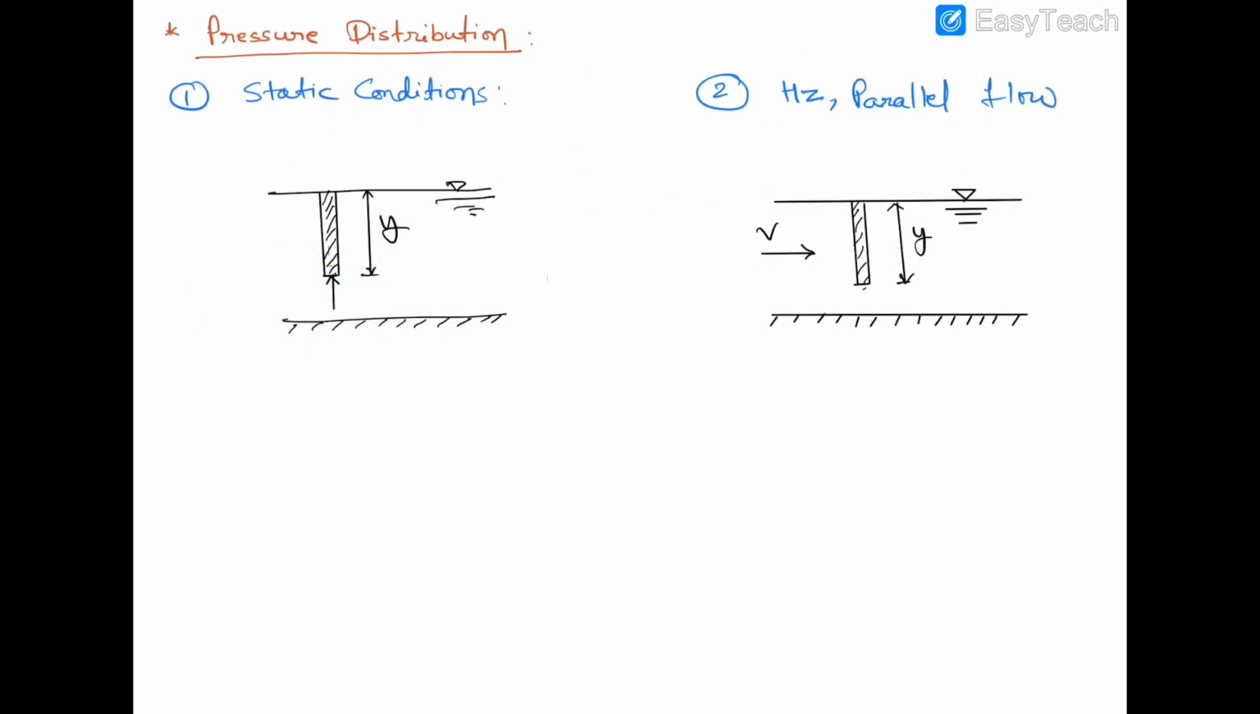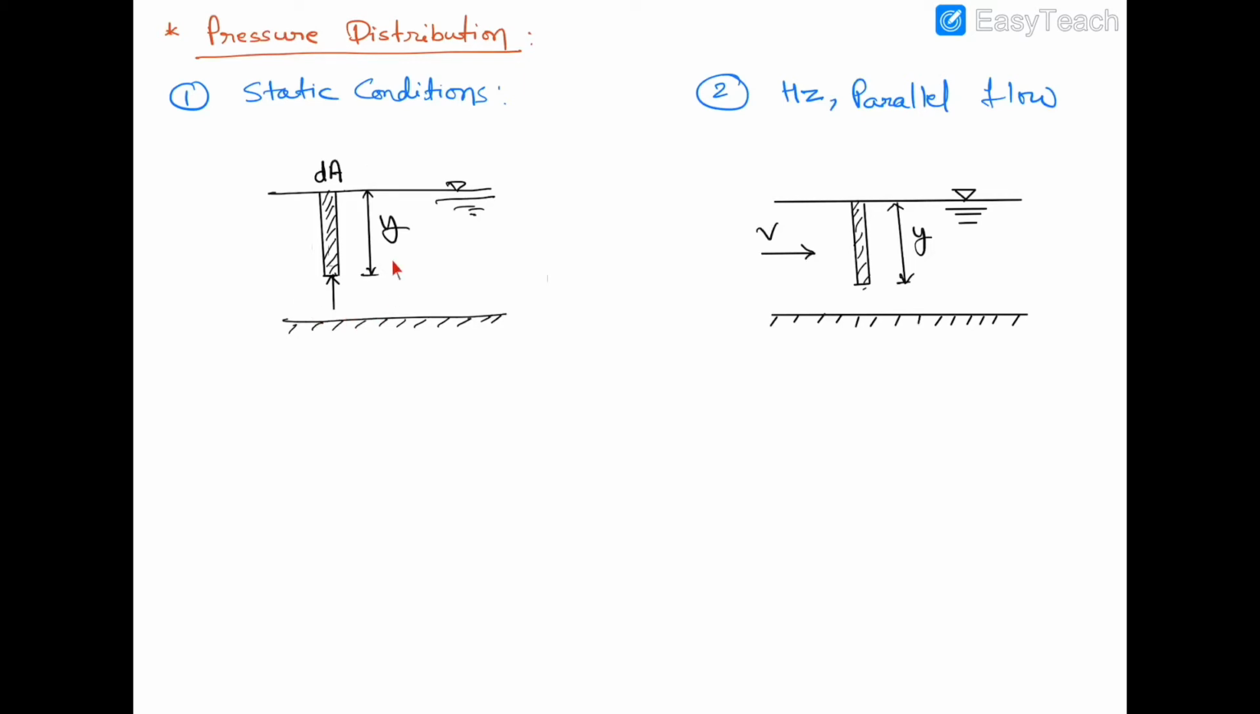Pressure distribution. To understand pressure distribution in open channel in a systematic way, let us consider several possible cases, starting with the simplest one and then proceeding progressively to complex situations. So first of all, we consider static condition. Let us consider a horizontal channel in which the fluid is in stationary condition. Okay, and consider a liquid column of depth y and cross sectional area dA.